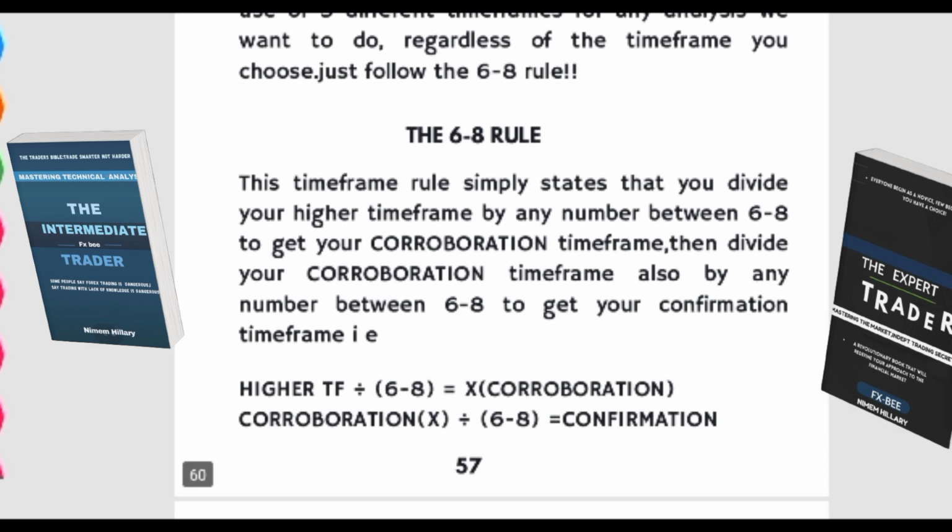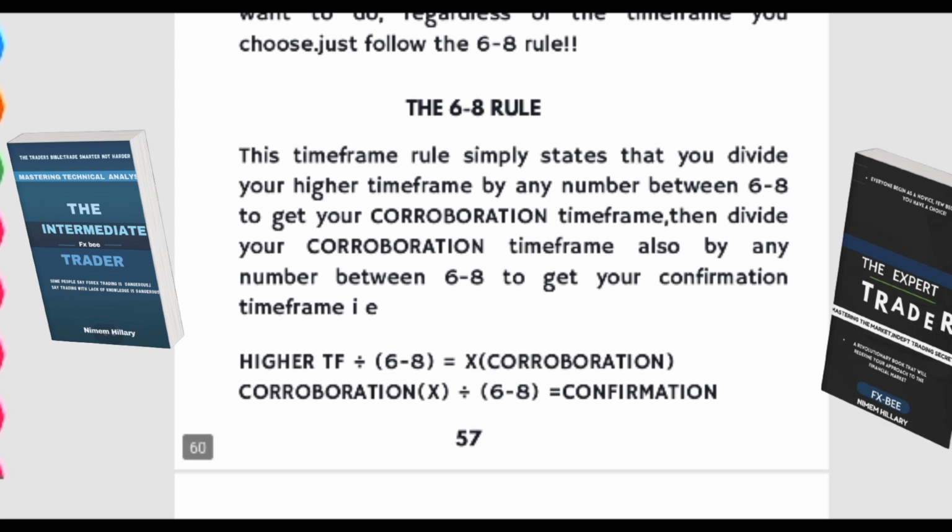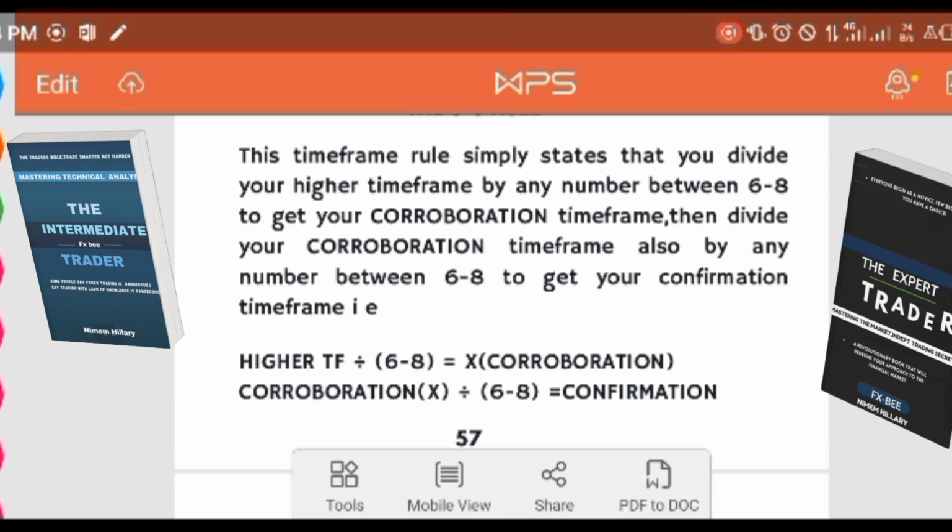The 6 to 8 rule. This time frame rule simply states that you divide your higher time frame by any number between 6 to 8 to get your middle time frame. And like I told you, the middle time frame is the corroboration time frame. Then divide your corroboration time frame by another number between 6 to 8 to get your confirmation time frame.